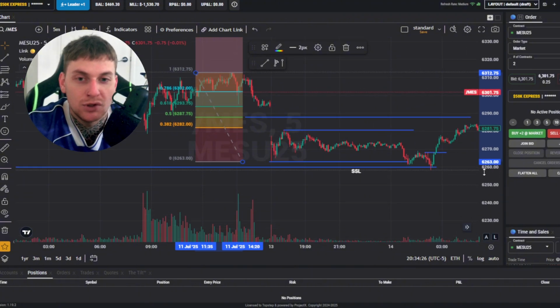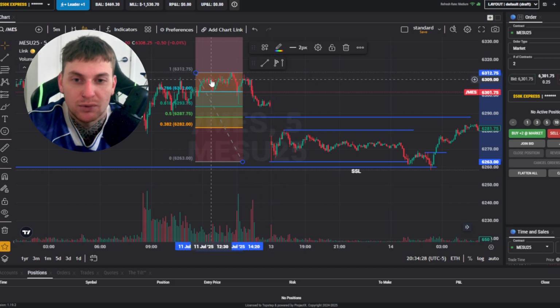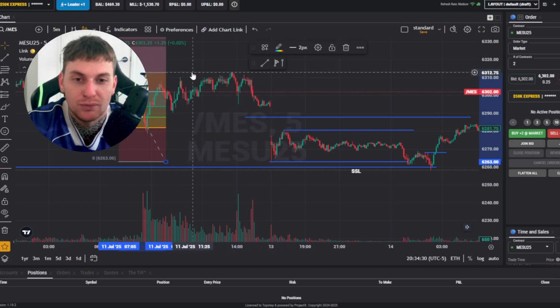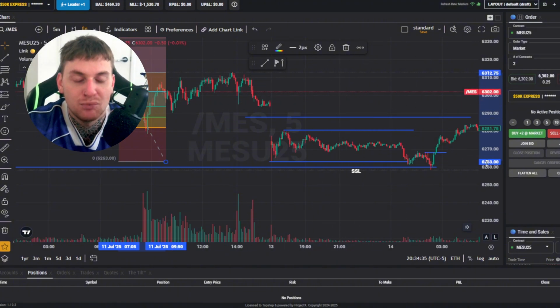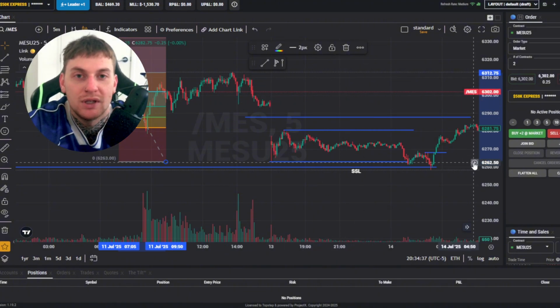And yes, you could be targeting these buy side liquidities here, these highs that formed last week, but that is a very big move, right? So that's over a 50-point move. And I'm not here to get 50-point moves. I'm here to get in and out of the market. I'm not here to watch it all day.